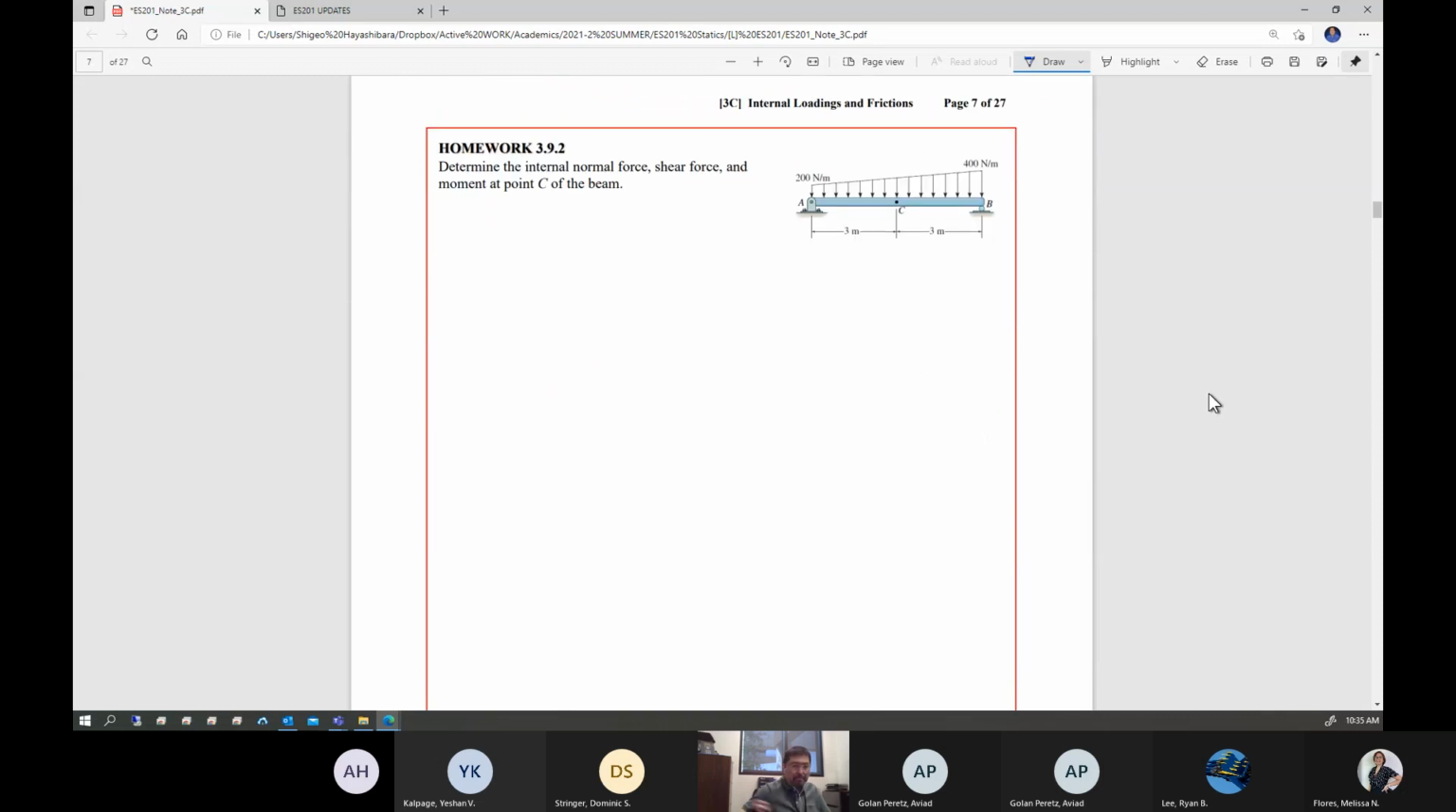So the next page is a homework. This is a beam, so the only things you will be interested in are the internally developed shear force and bending moment, not the normal force. But let's determine the internal normal force, shear force, and moment at point C of the beam, right in the center. Now, do you think location C is a critical location where internal shear and internal moment will be maximum? Do you think so? I would say no.